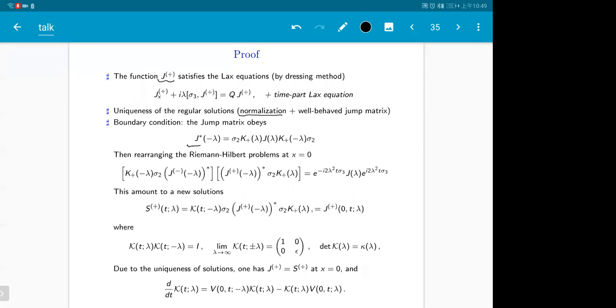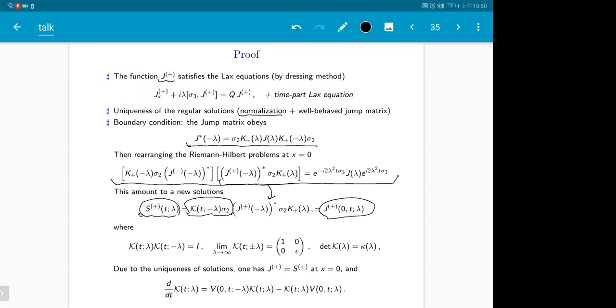So actually the jump matrix obeys this extra symmetry, which is inherited from the symmetry of the scattering data. If we apply this transformation to the original Riemann-Hilbert problem, we arrive at this form, and we assume that this S plus is in this form. So basically, we have this part here, but add some dressing factors, and due to the uniqueness of the solution of the Riemann-Hilbert problem, we can show that this G plus is equal to J plus at x equals 0.